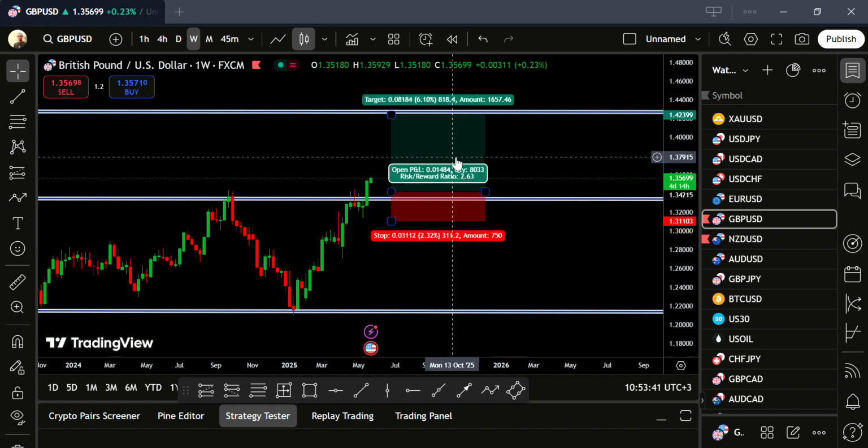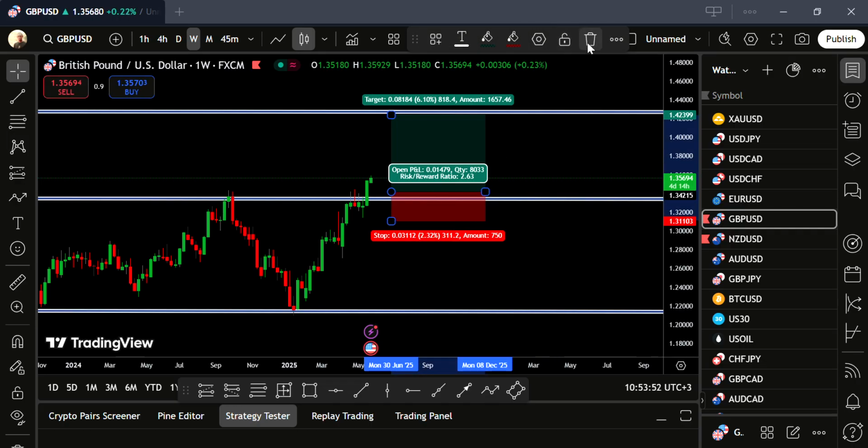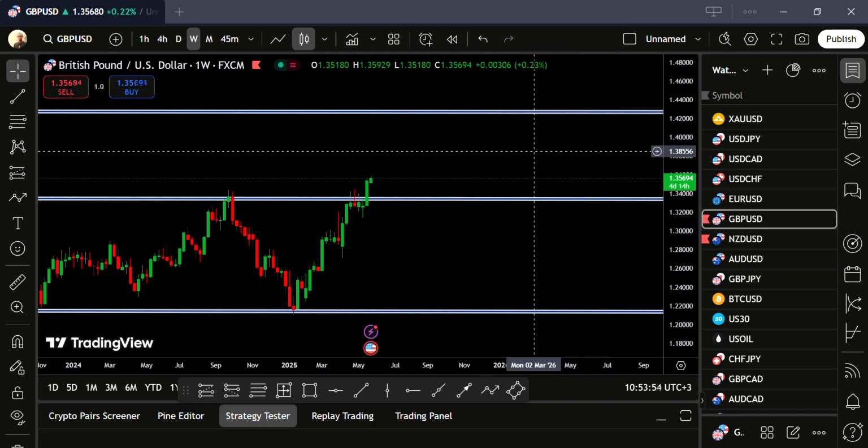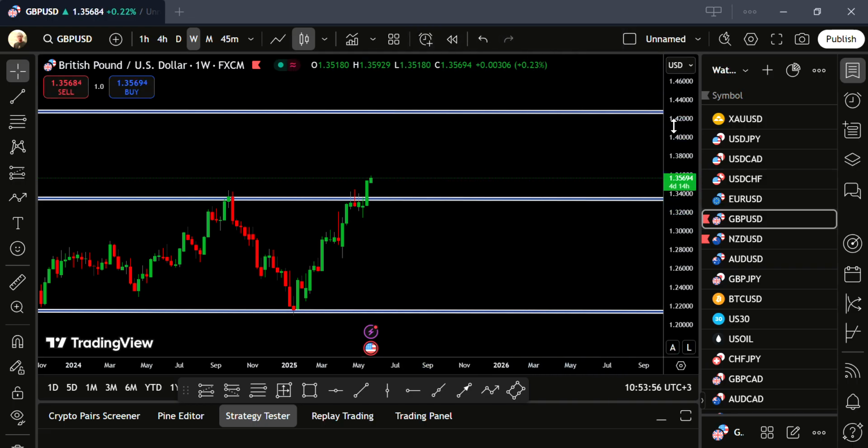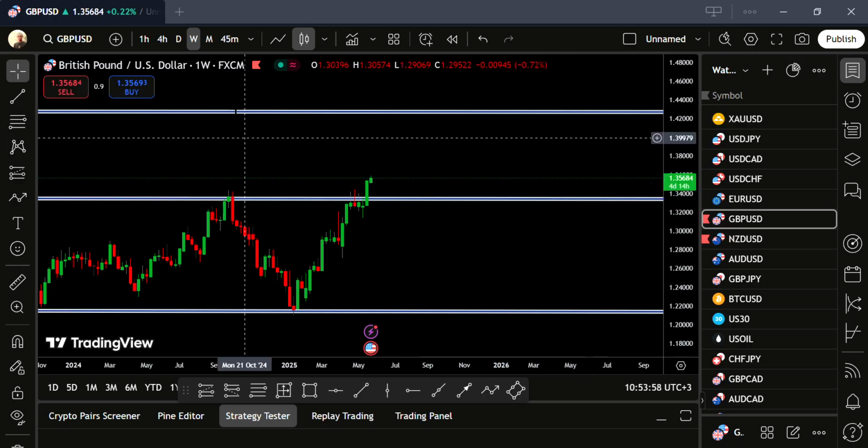If it doesn't come, please, unless you're a lower time frame trader, people who trade below the 1 hour, it is okay. 4 hour and below, it is okay. But if you're people who trade on the high time frames, you'll have to wait. Okay, so now that is GBPUSD.